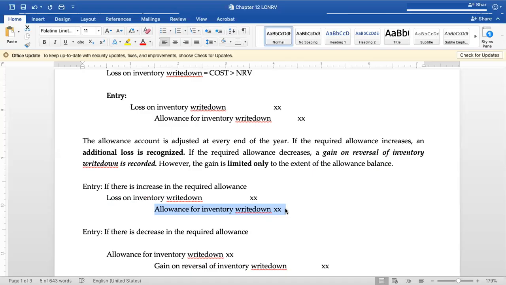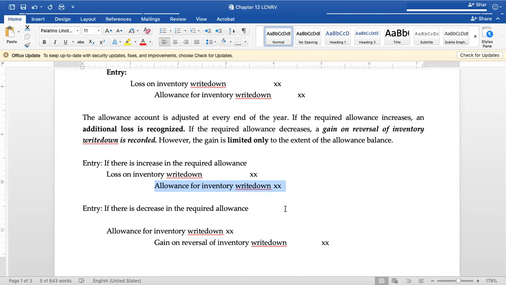Okay, so if there is a decrease in the required allowance, meaning your ending inventory or the required allowance decreased, then there's a gain on reversal of inventory write-down. So you adjust the allowance by debiting the account, then you credit gain on reversal of inventory write-down. Take note again that the gain is only limited to the balance of the allowance or inventory account. It should not exceed it.